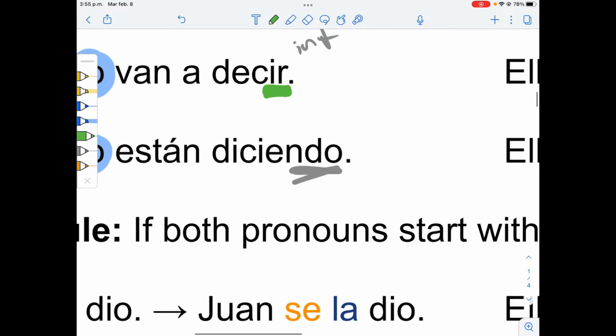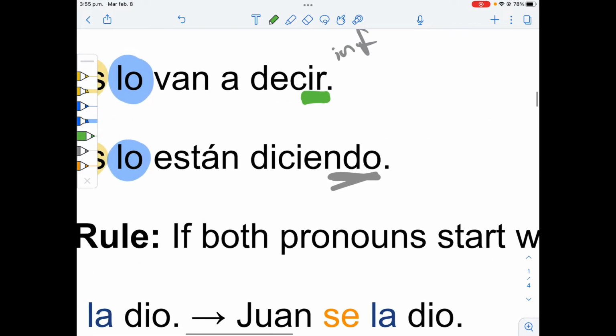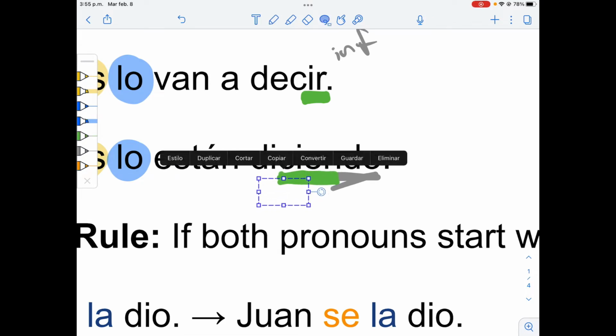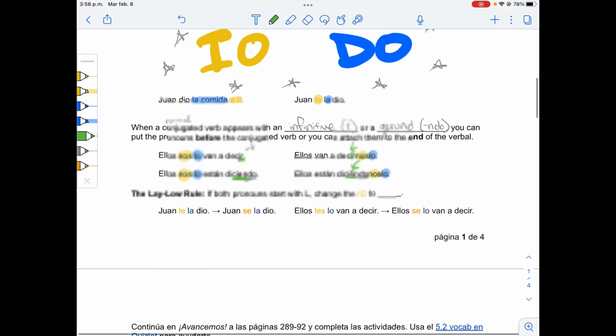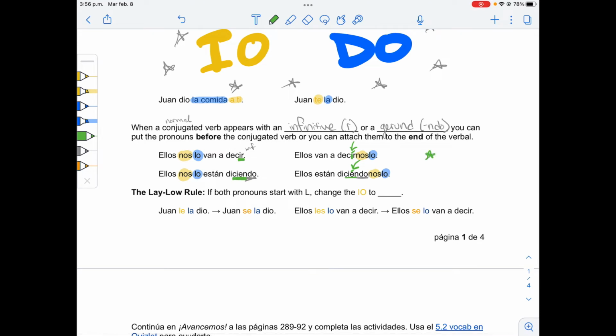An accent is also going to go here. We go están diciendo. Our accent naturally goes here on cien. So we need to put an accent still on that E, because right now the accent is naturally going elsewhere. So the accent needs to go there. Diciéndonos. So we got an accent on that E. Beautiful. So look out for your accent rule.